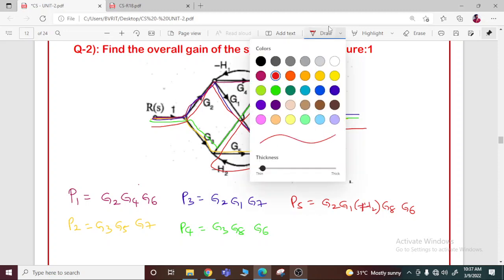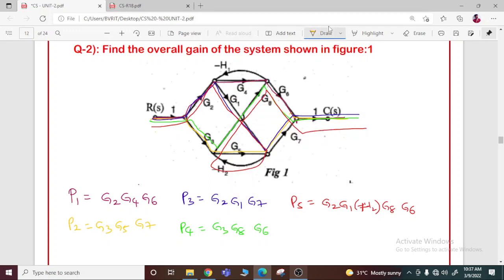Similarly, path number 6 is, so here this is G3, G8 minus H1, G1, G7 like this. So, path number 6 is G3, G8 minus H1, then after G1, G7. So, there are 6 paths. So, I can write k is equal to 6.